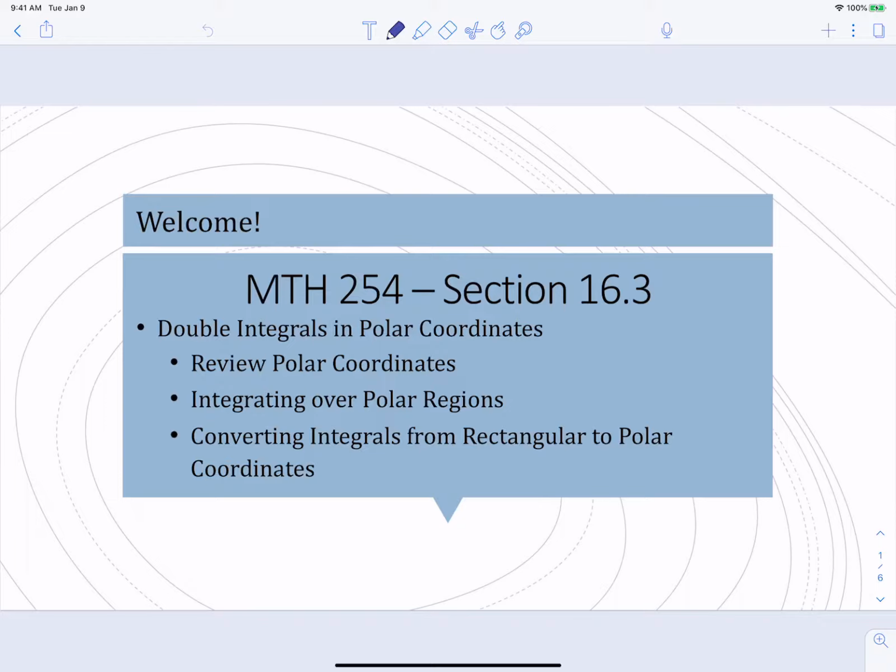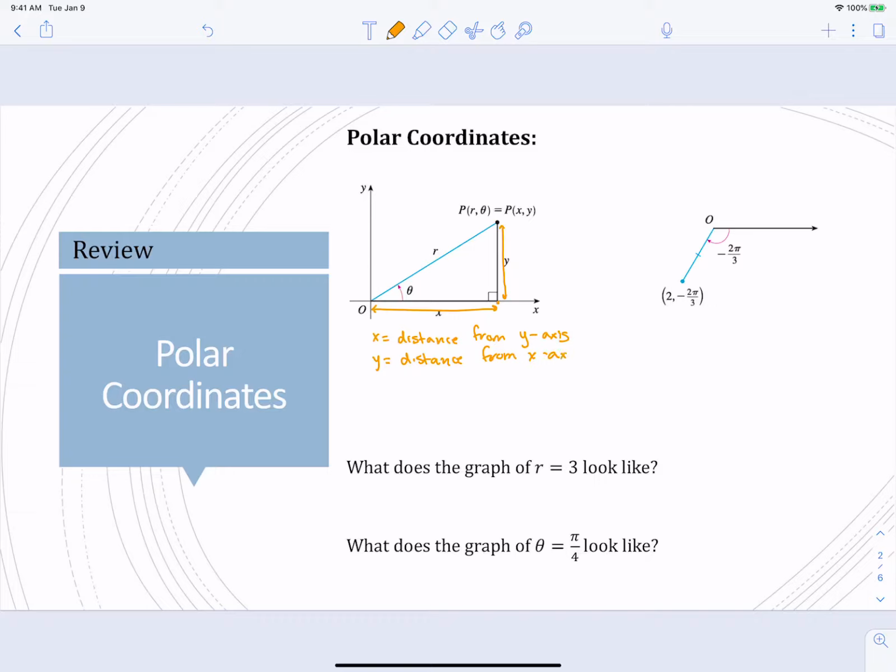So what we're used to doing is looking at the XY coordinate. And x is the distance from the y-axis. It's how far we go left or right. And then y is our distance from the x-axis. It's how far we went up or down. And we get to this spot P right here on our graph, and we reference it as x comma y.